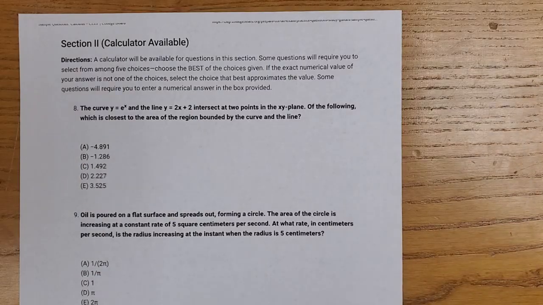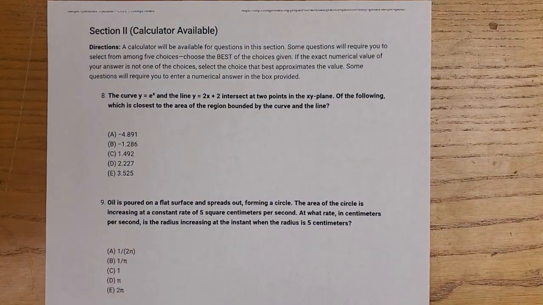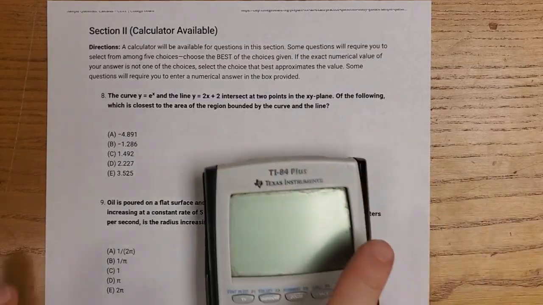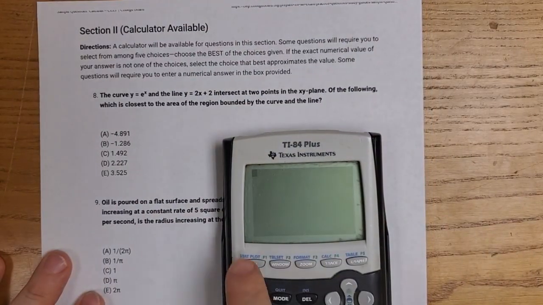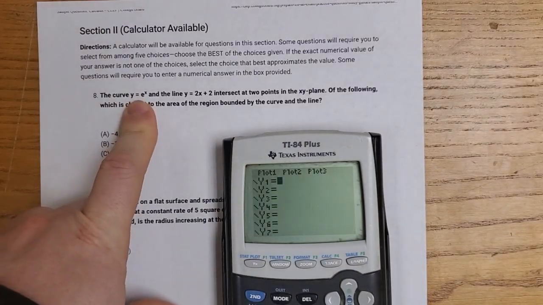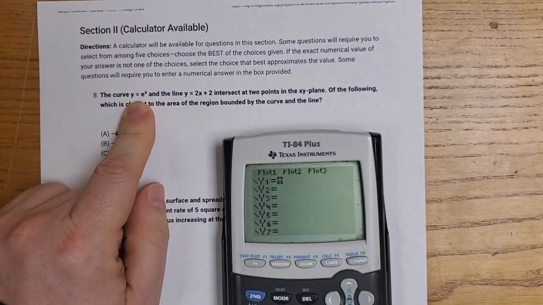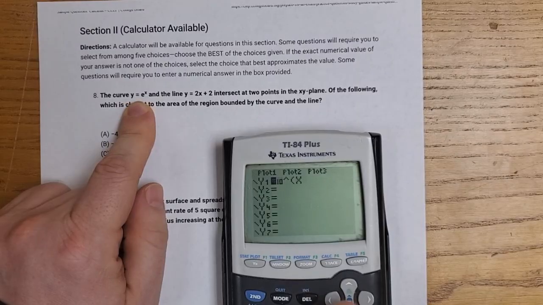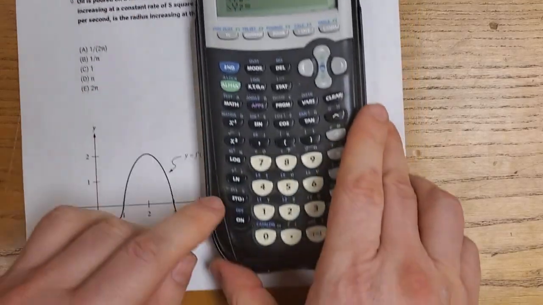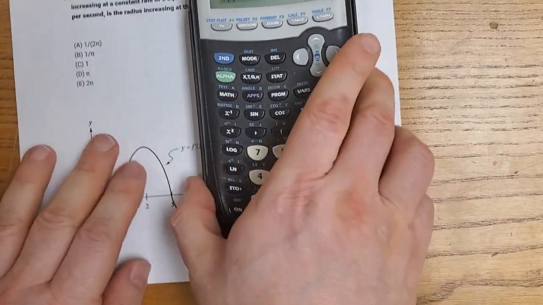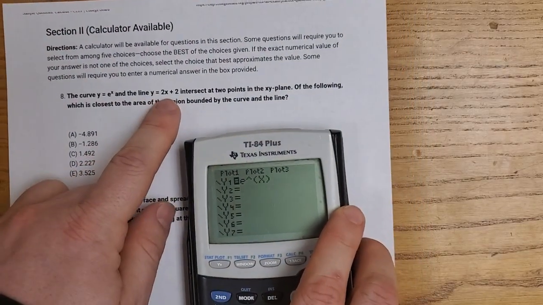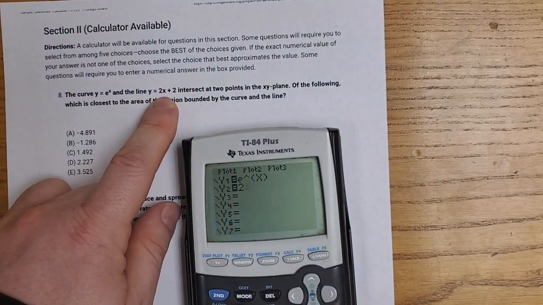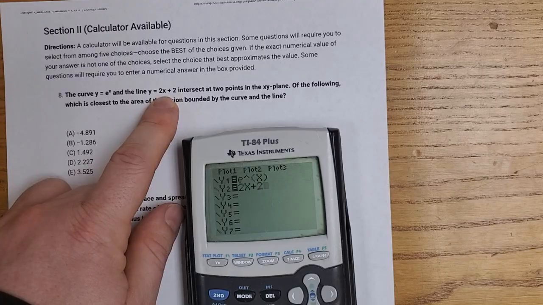Here is the calculators allowed section of this. So we are going to jump right into it with the calculator. We have the curve of e to the x. So we're going to do e to the x. E is there. And then we are going to do 2x plus 2.